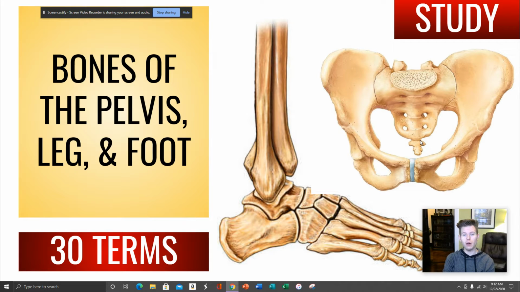Don't forget, for credit on these days when we do learn the bones, you want to make a study guide. Write down all 30 terms, write down a definition or a description of where these are located or what they look like, and you'll submit those for points today. So here we go.